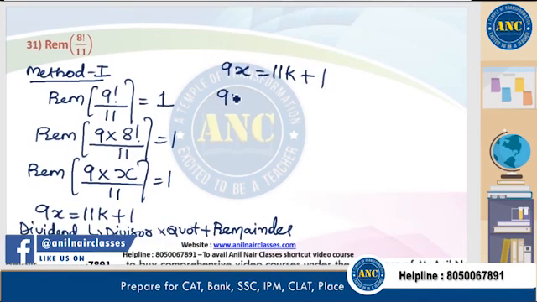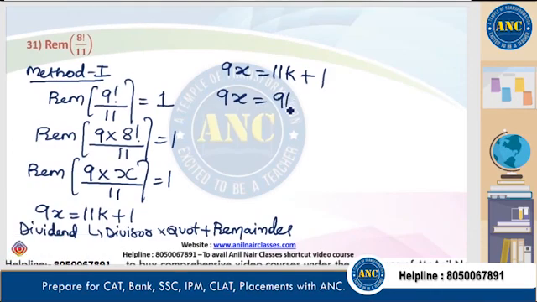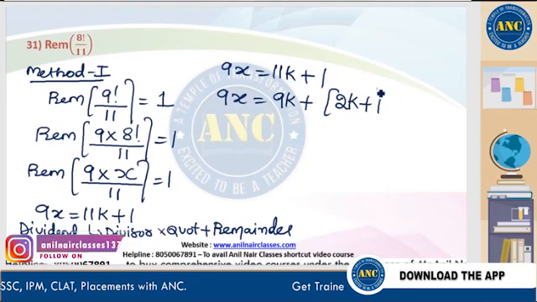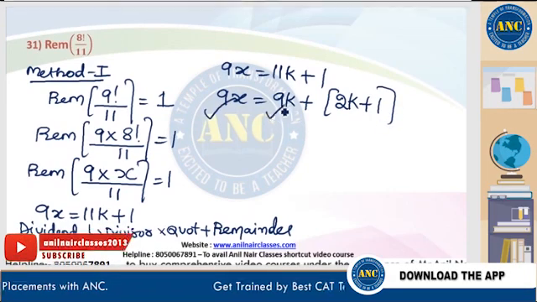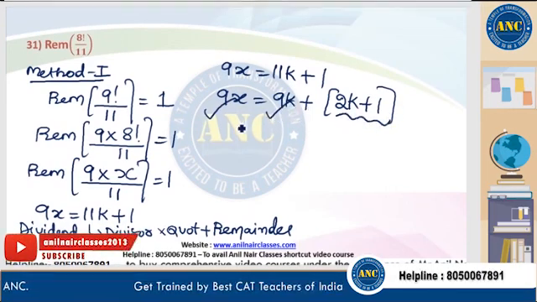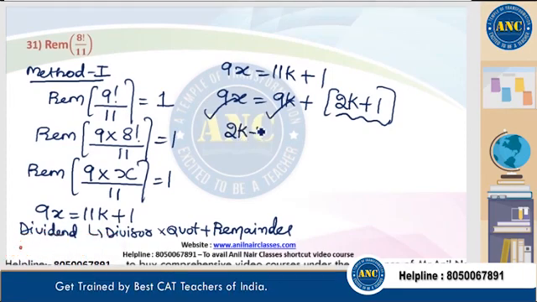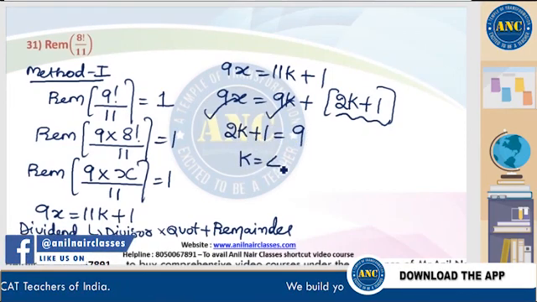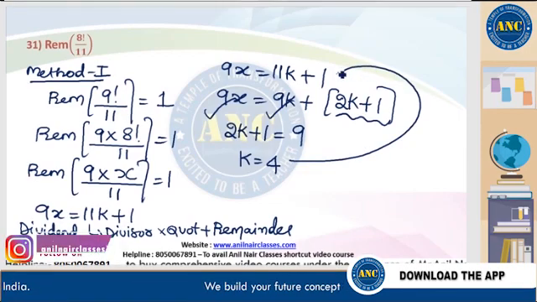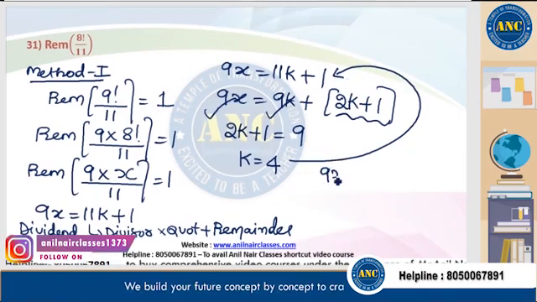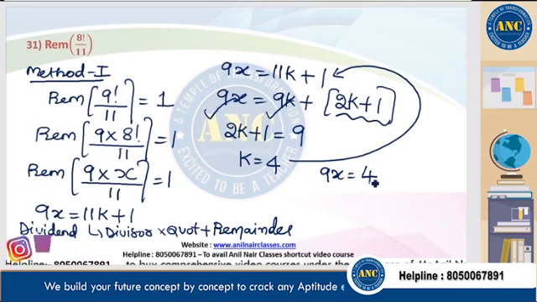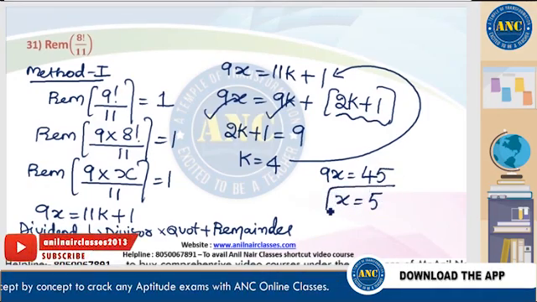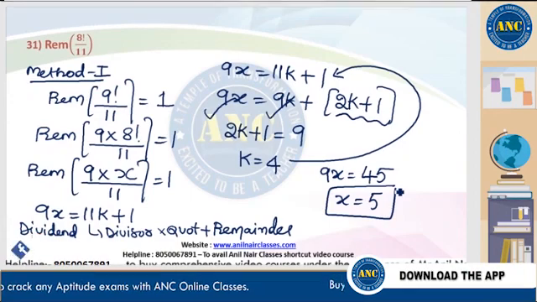11k can be written as 9k plus 2k plus 1. 9k is divisible by 9, so 2k plus 1 should be divisible by 9. 2k plus 1 is 9, so the value of k is 4. Substituting, 9x is 44 plus 1, which is 45. So the value of x is 5.